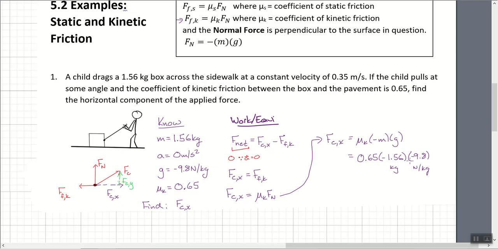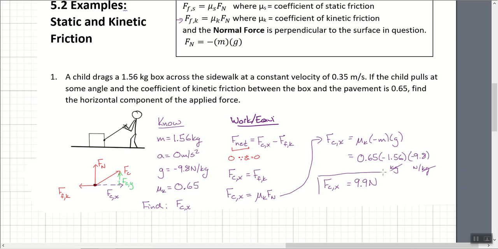By doing this little unit game, I see that my kilograms cancel. I'm left with newtons, which is exactly what we're after. And a little bit of calculating away, we should get that the child's force in the x direction seemingly is approximately 9.9 newtons.